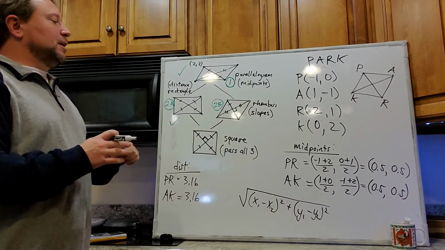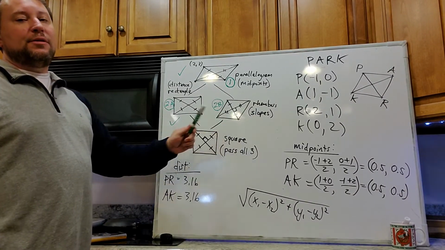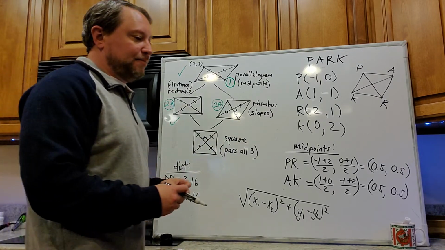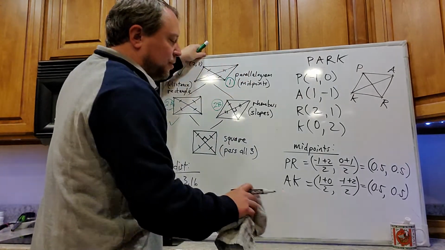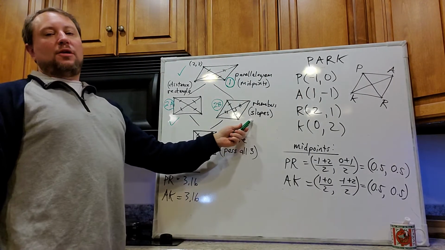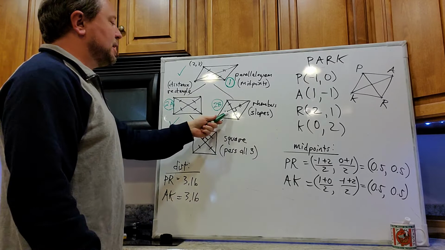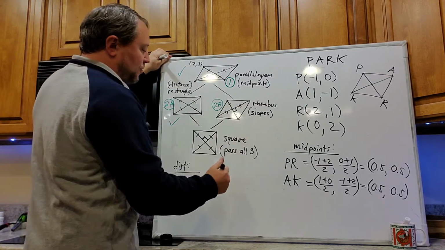Okay, now don't stop there though. You still need to test for rhombus because it still has a chance it could be that. Okay, now to check for whether or not it's a rhombus, we have to find slopes of the diagonals. We're checking to see if they're perpendicular, if they form a right angle.